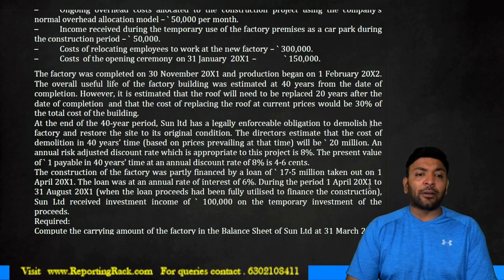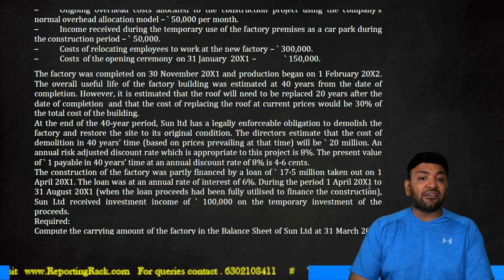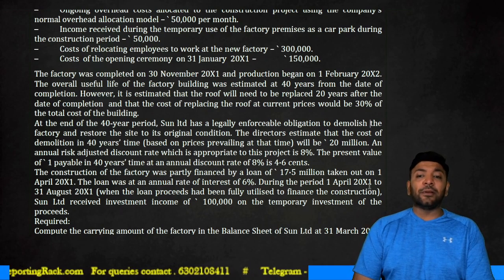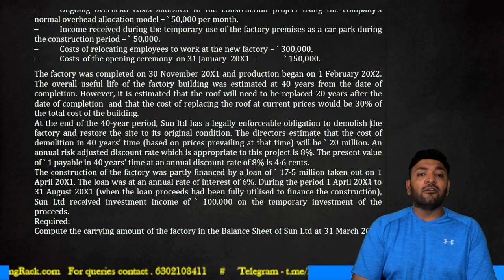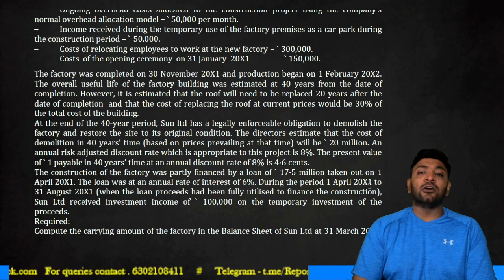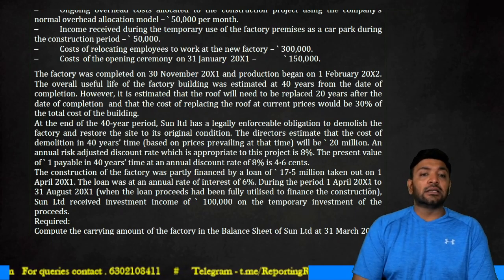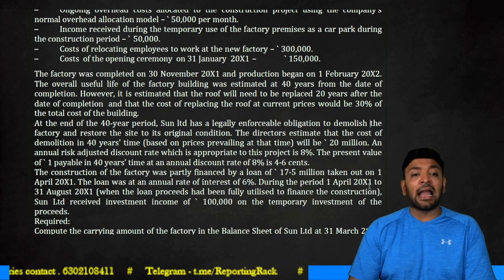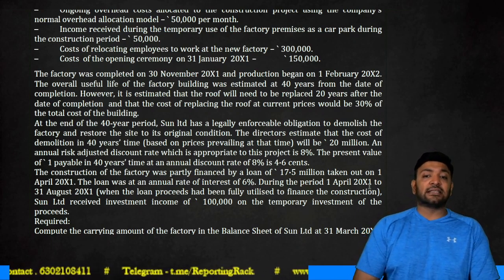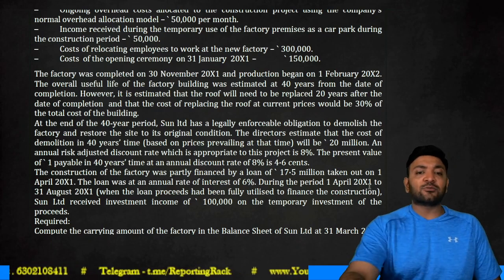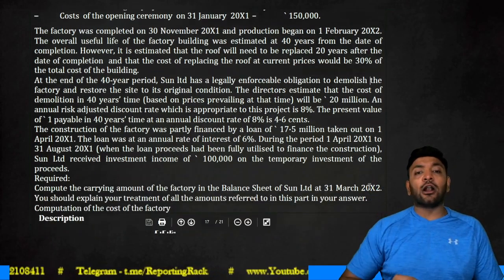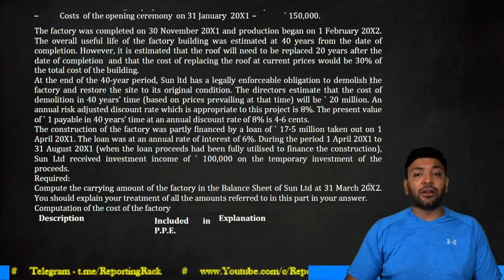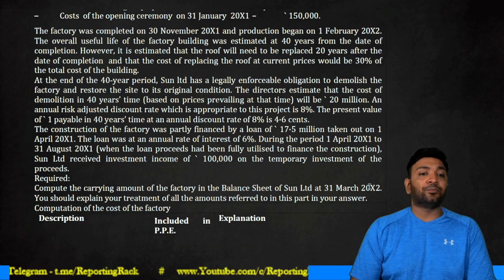1st of April 2011. The loan had a rate of interest of 6% and during the period from 1st April to 31st August, the loan proceeds were fully utilized to finance only the construction. Sun Limited has received an investment income of 1 lakh on temporary investment proceeds. Guys, there are some temporary investment proceeds of 1 lakh which he received. According to AS 16 or Ind AS 23, this investment income should be reduced from the borrowing cost.